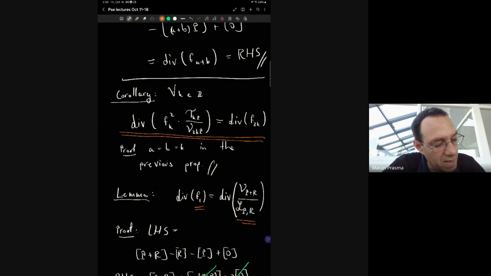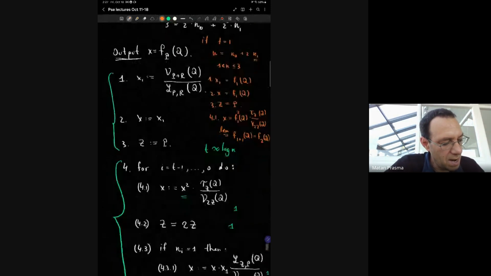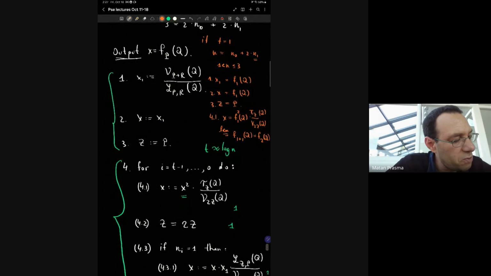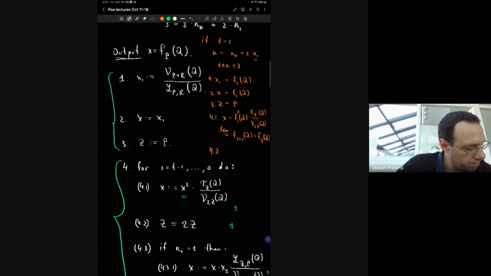Okay, this is for any k. Is this clear for 4.1? Is it clear? Yes. Okay. And now 4.2. Z, I know what Z is. Z is P. So now Z is equal to 2P.